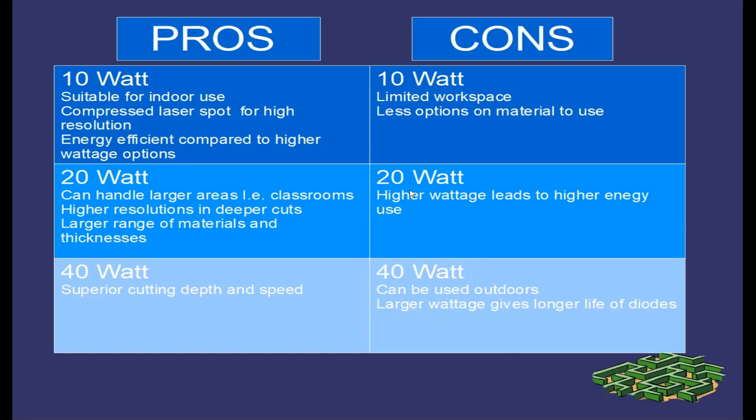The 10 and 20 watt have a tendency, if the wind is blowing, for the laser to actually bend slightly. It isn't the laser bending, it's the particles in the air that are actually moving the focus spot around. But the 40-watt ones can be used outdoors, and the larger wattage gives a longer life for diodes.